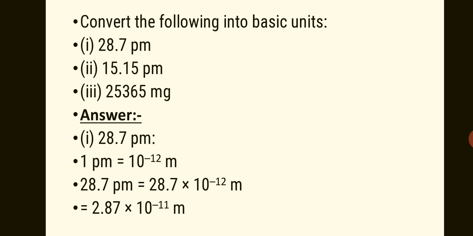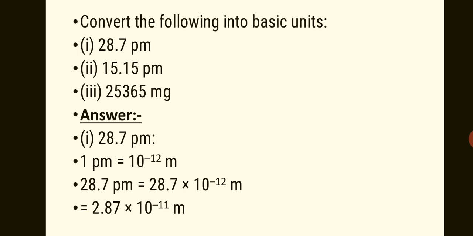So you can see the first conversion, 28.7 picometer. We know that 1 picometer is equal to 10 raised to power minus 12 meter. This is given in the first table. So multiply both sides by 28.7. In the relationship, you will get 28.7 picometer equal to 28.7 multiplied by 10 raised to power minus 12 meter.